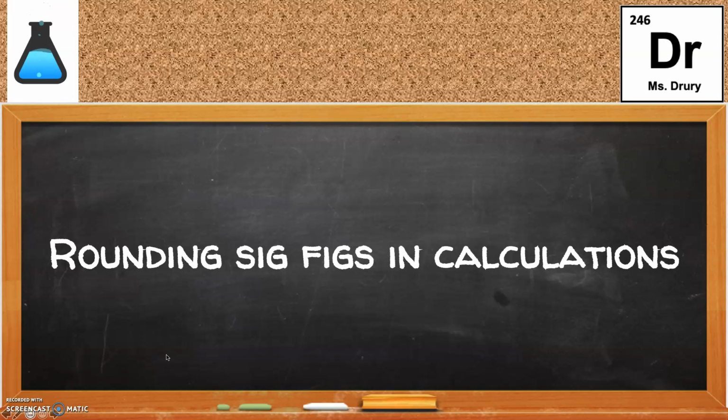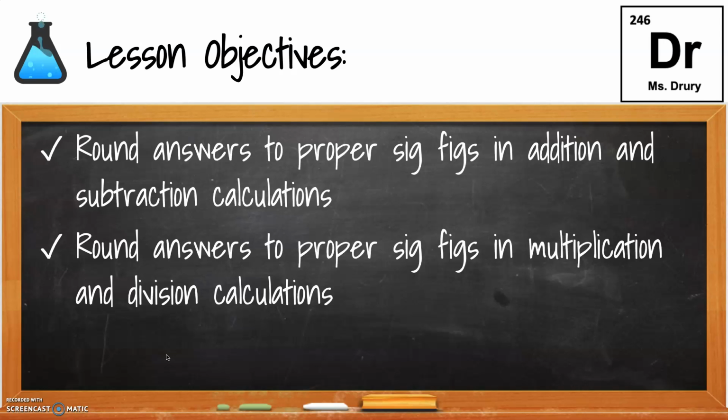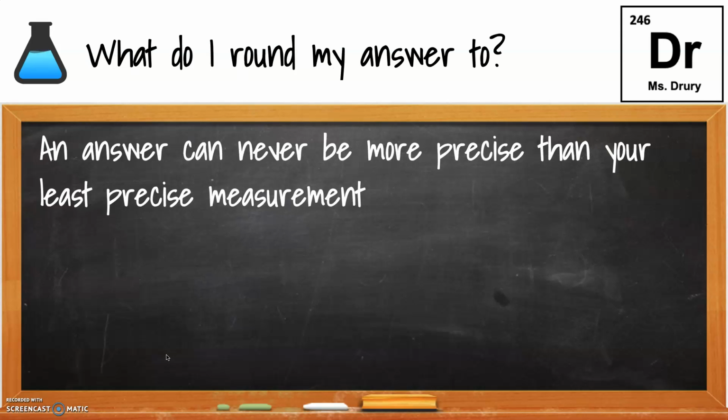In this video, we're going to round significant figures in calculations. So our objectives are to round answers to proper significant figures, both in addition and subtraction and multiplication and division calculations. What do I round my answer to is a very common question I get in class, especially when we're doing labs. And an answer that you get can never be more precise than the least precise measurement.